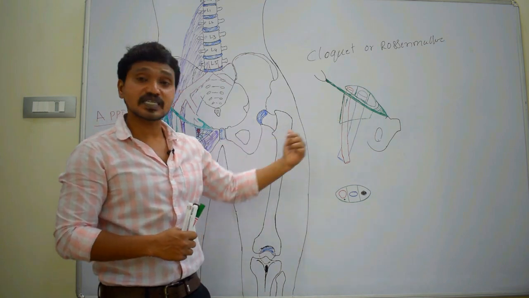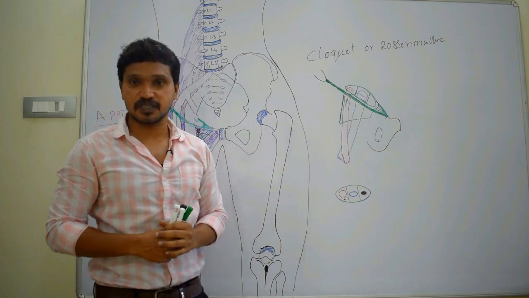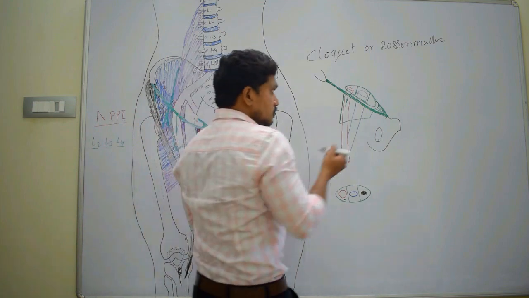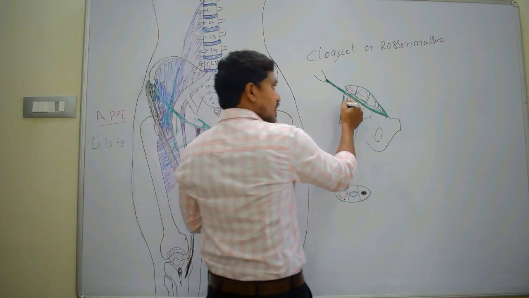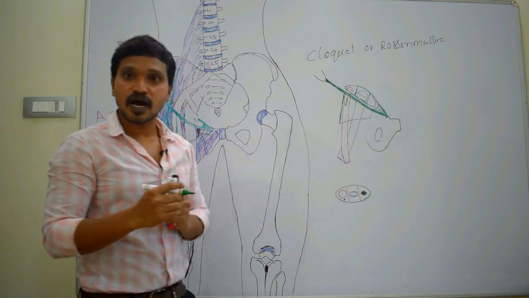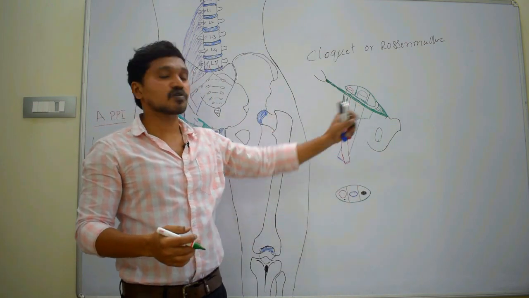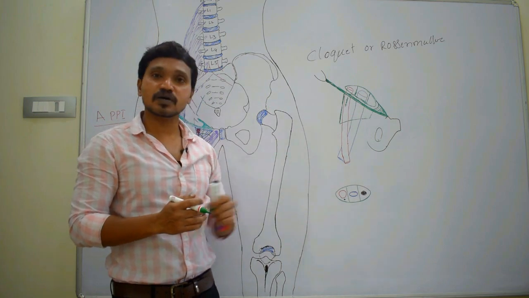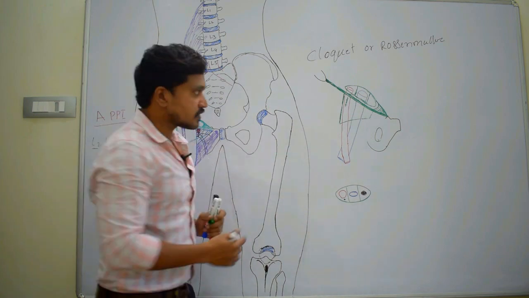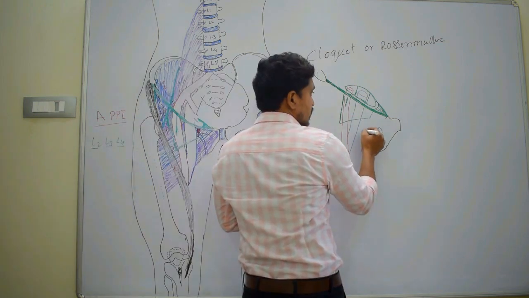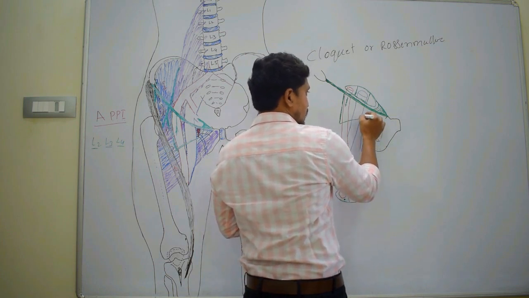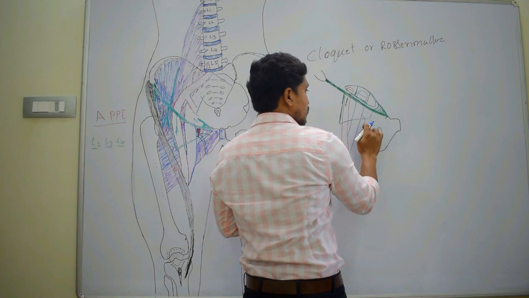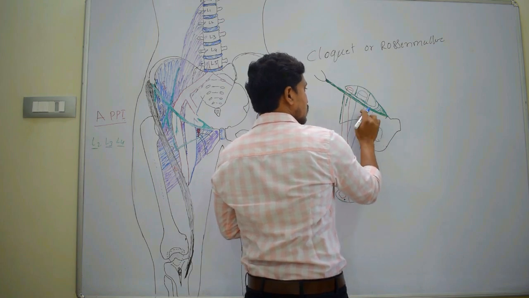Next, what are the structures which pierce the femoral sheath? See here, I have already told you, this is the femoral branch of the genitofemoral nerve. It pierces the anterior layer of the femoral sheath and it supplies the skin over the femoral triangle. So this is one structure which is piercing the femoral sheath. Then this is the great saphenous vein. This great saphenous vein will be piercing the anterior layer and it will be opening into the femoral vein.